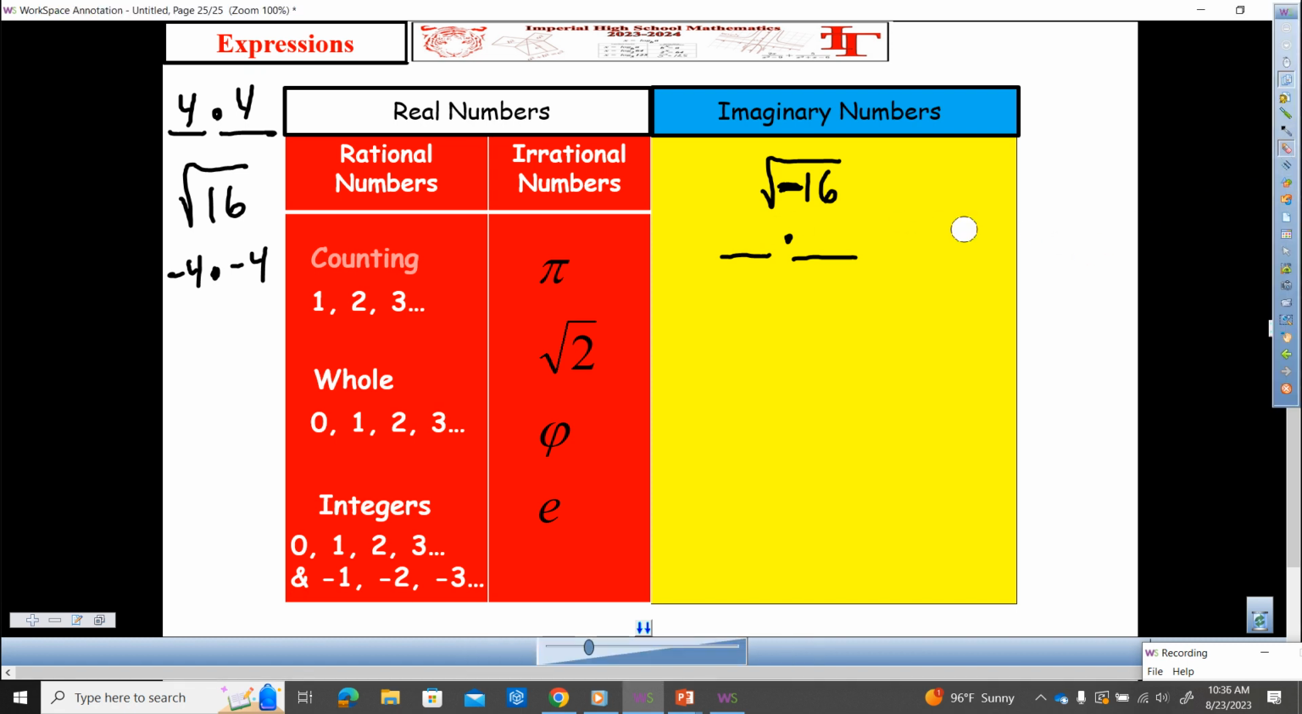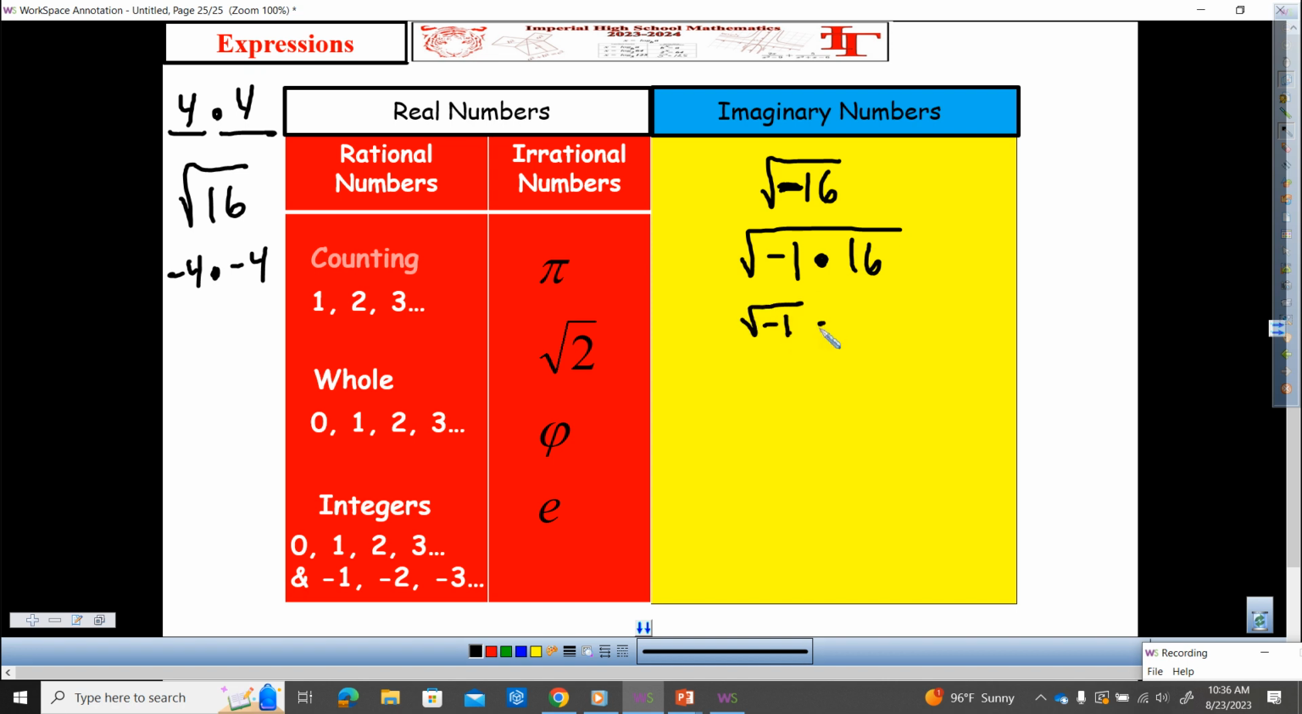Write your utensils down. Look up to the screen. Let me break this down so you understand what we're looking at. Pay attention, please. Here it goes. Square root of negative 16 is the same as square root of negative 1 times 16. Do you agree with that? Yes. We can change this to make it look like this. Square root of negative 1 times square root of 16. This is the same as this, which is the same here. So far, so good? All right.